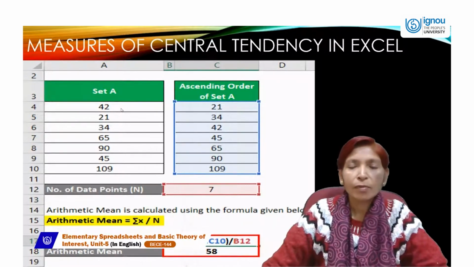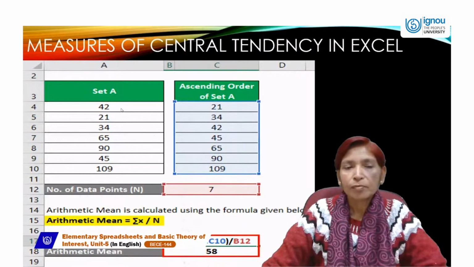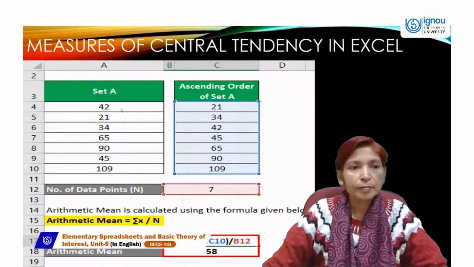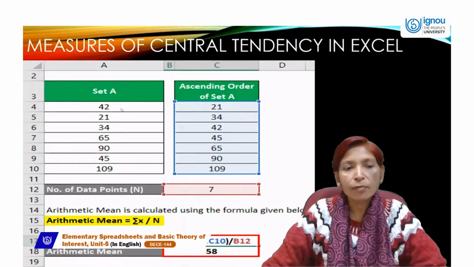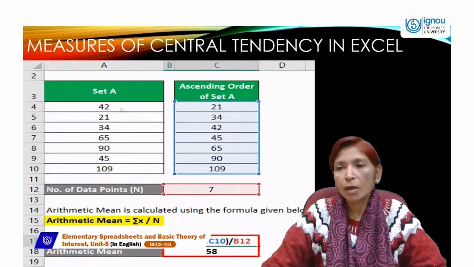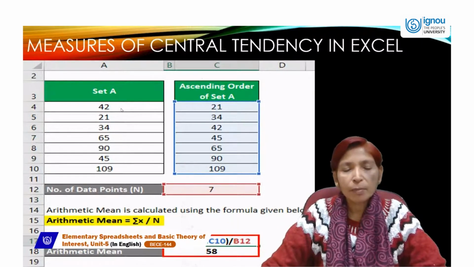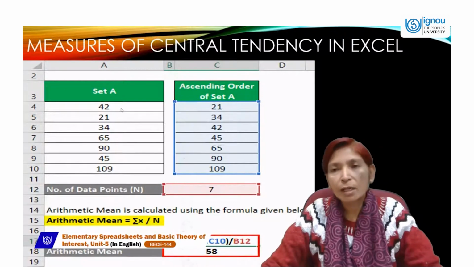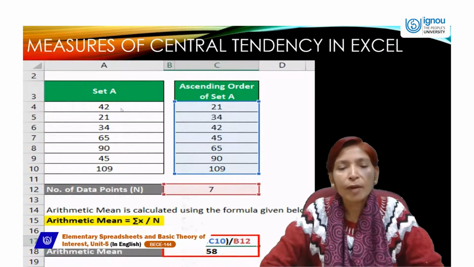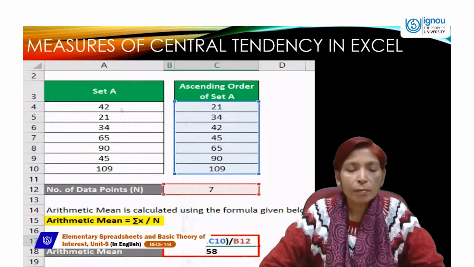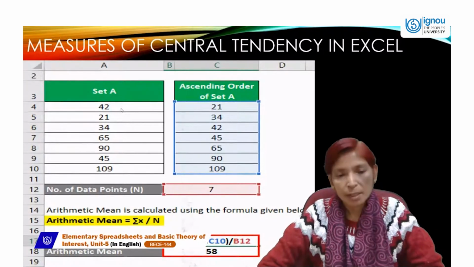First of all, we will put data in column A, like 42, 21, 34, 65, 90, 45, 109. We can put it in another column in ascending or descending order, it doesn't matter. If we want to calculate the mean, then we have to sum up all the given values, and then we have to divide this total summation by the number of values.